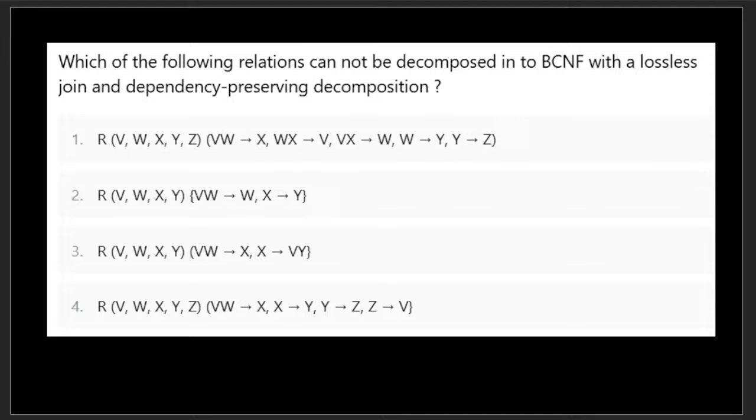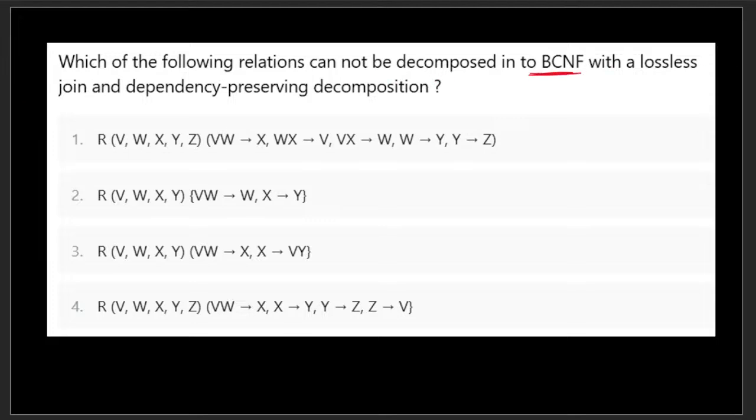Read the question everyone. Which of the following relations cannot be decomposed into BCNF with a lossless join and dependency preserving decomposition? These all are the relations given to you. Which is the correct one? Should we start to discuss if you are not getting this question? So let's see. They are asking which of the following relations cannot be decomposed into BCNF with a lossless join and dependency preserving decomposition.